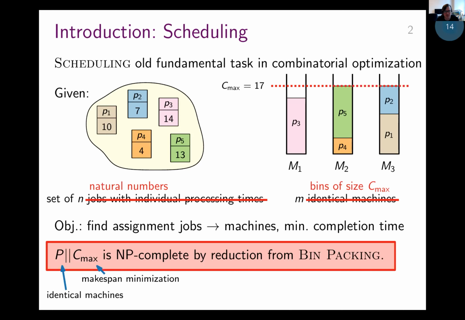The reduction is very easy. You replace jobs with natural numbers. These are the sizes of items. We replace machines with bins, each bin of size Cmax. And now we're assigning items to bins, and we don't want any bin to overflow. And so these problems are pretty much equivalent.